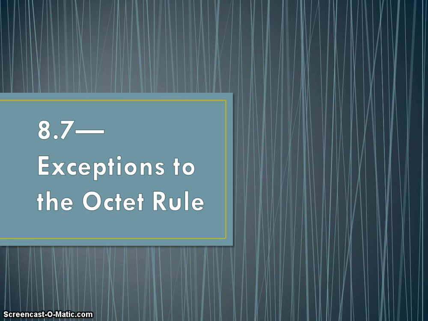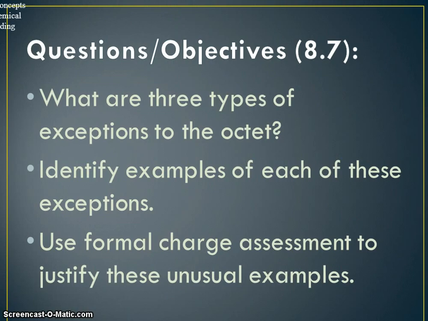Today's lesson is on exceptions to the octet rule, 8.7 in your book. So the three questions we're going to be looking at: we want to know what types of exceptions to the octet exist. We'd also like to know examples of each type. That'll help us when we get to a test to recognize those situations. And then we also want to learn how to use formal charge to assess these exceptions so that we can have a further understanding of why they happen.